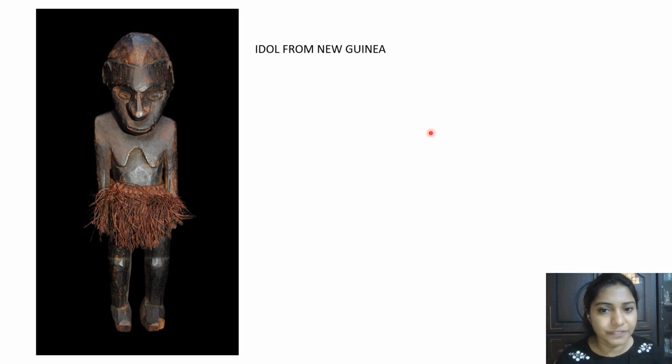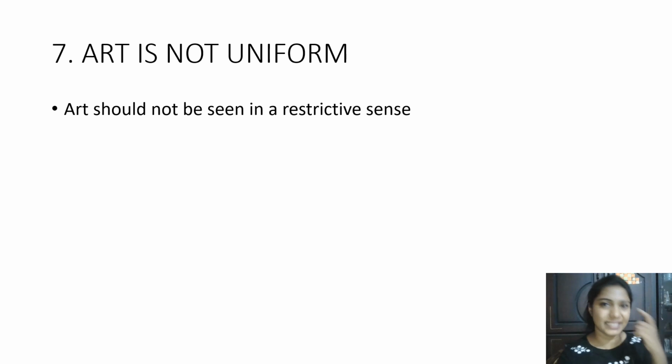Then this is an idol from New Guinea. This doesn't look like a human being, right? These kinds of art, which were not perfect, were considered to be ugly by the Greek artists. And Herbert Read says that there are certain artworks that are kind of ugly. But then Herbert Read says that we should not restrict art to any particular form, to any particular rule. Perfectionism is not something that must be pursued by artists.